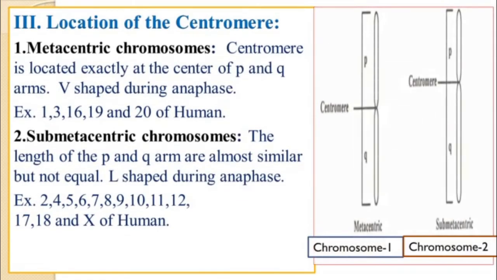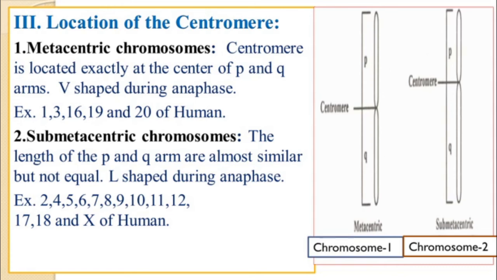And the third type of classification of chromosomes is based on the location of centromere. Here, metacentric and submetacentric chromosome pictures are there. You can see metacentric chromosome has a centromere at the center. The P and Q arms are equal in size. Generally, they look like a V alphabet during anaphase. In human chromosomes, 1, 3, 16, 19, and 20 belong to this type.